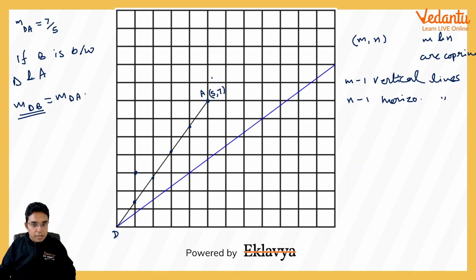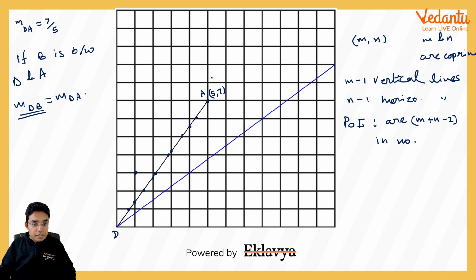And you can check these are the horizontal points 1, 2, 3 and 4, 5 and 6. So 7 was the y coordinate. So horizontal lines it will be meeting 6 times for DA, and in general it will be n minus 1. So you can check. So points of intersection are m plus n minus 2 in number.